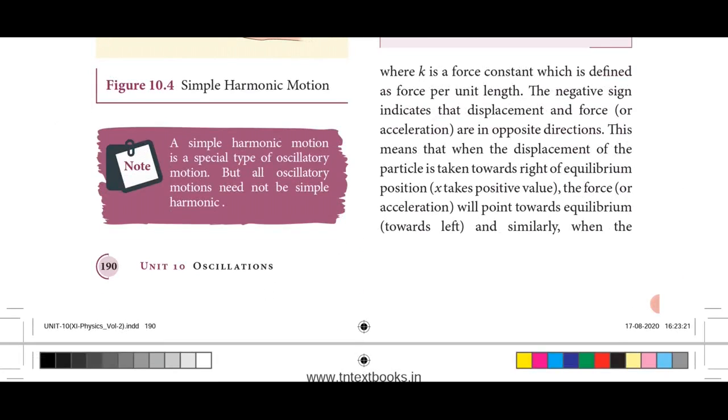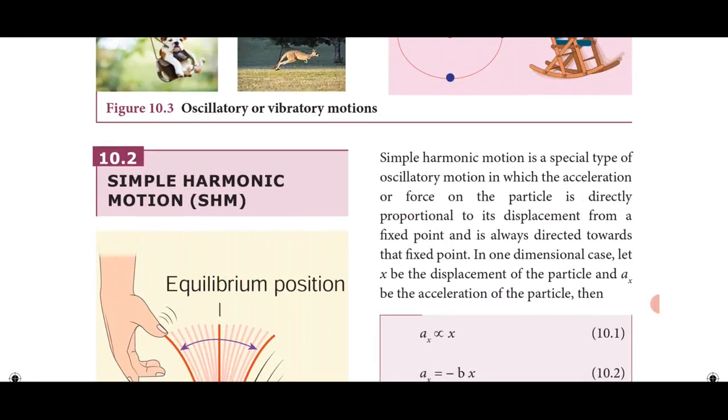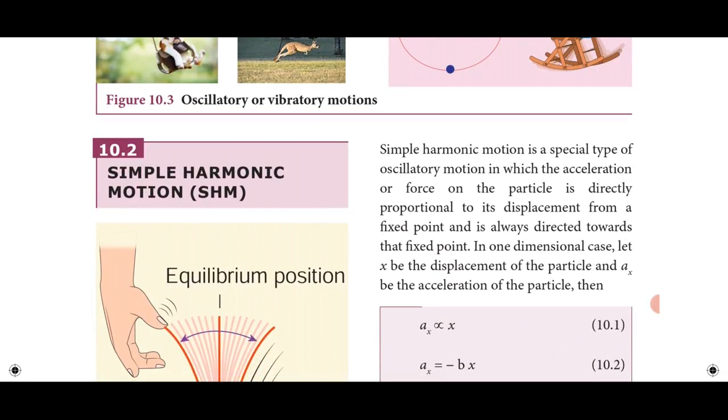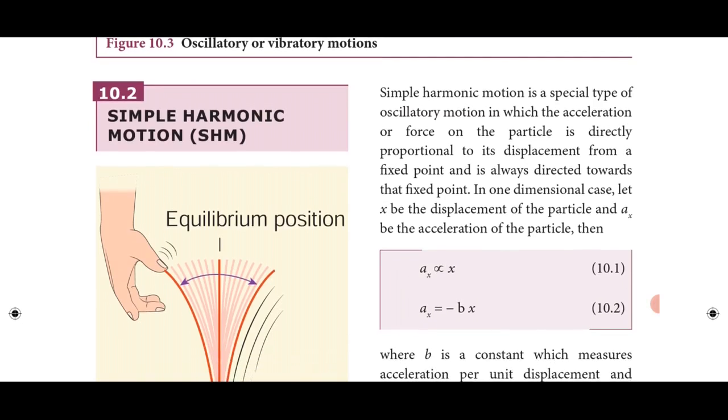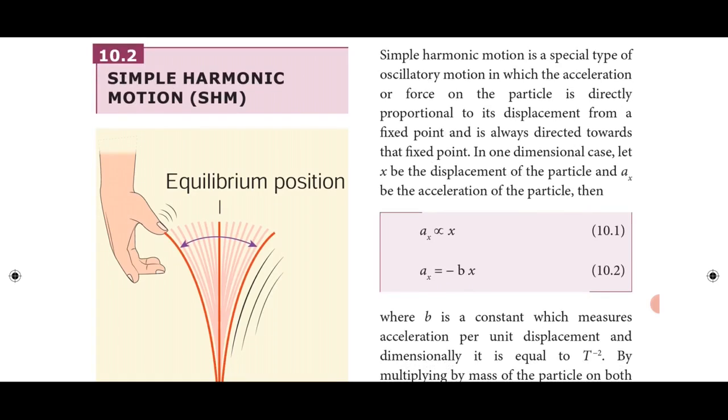It's a special type of oscillatory motion, but all oscillatory motion need not be a simple harmonic one. So what is that simple harmonic motion? It means a special type of oscillatory motion in which the acceleration or the force on the particle is directly proportional to the displacement from the fixed point, and is always directed towards that fixed point. So in one dimensional cases, let x be the displacement of the particle, and a_x be the acceleration of the particle.